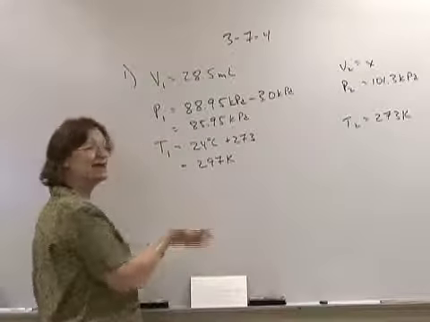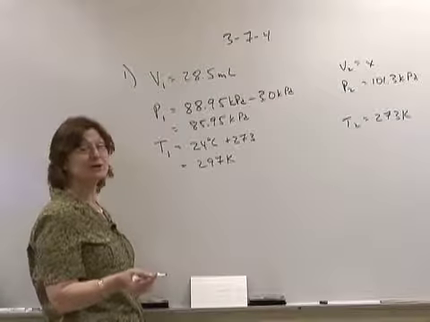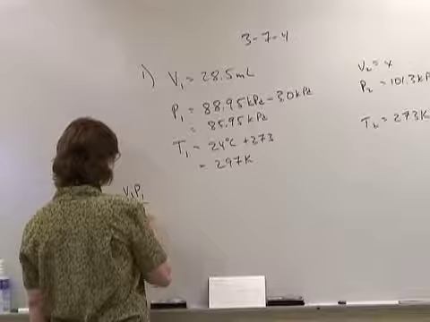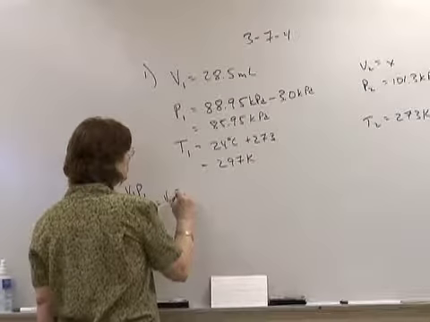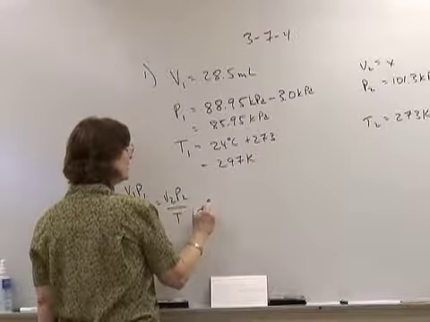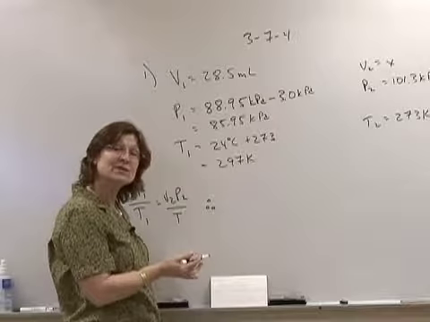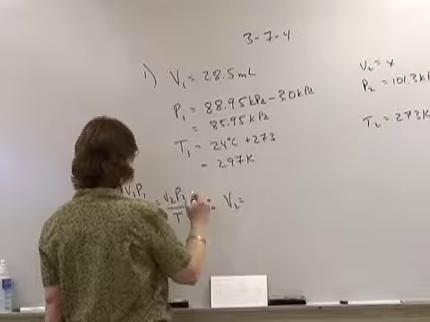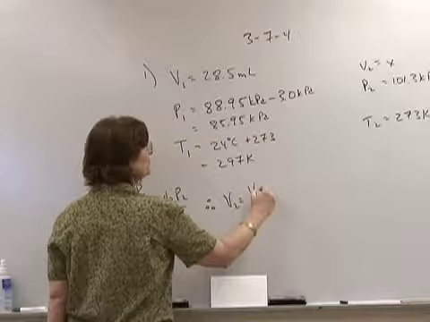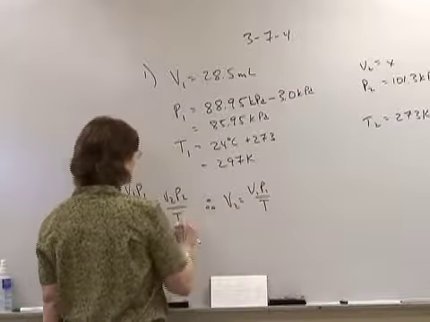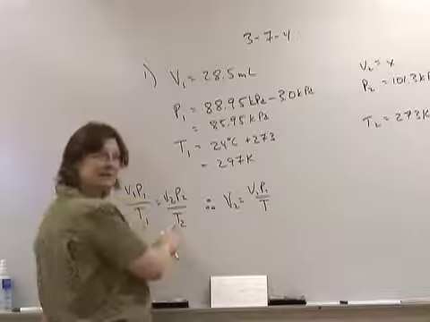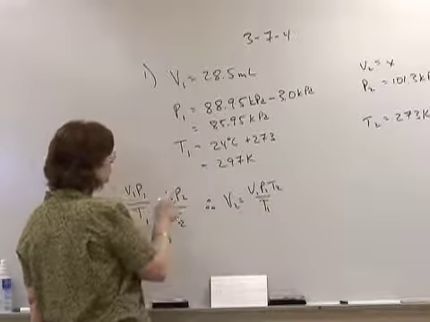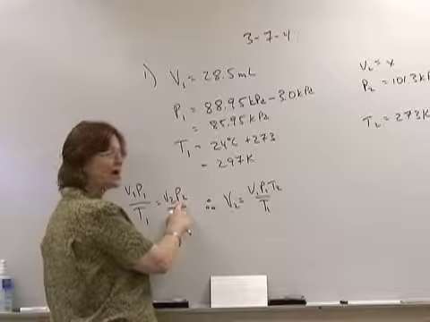Now, I know when I have volume, pressure, and temperature, I'm going to use the combined gas law, which is V1 P1 over T1 equals V2 P2 over T2. Therefore, I rearrange for my variable that I'm looking for. My unknown is V2, and V2 equals V1 P1 over T1. To undo my second temperature, I multiply. And to undo my P2, I have to divide.